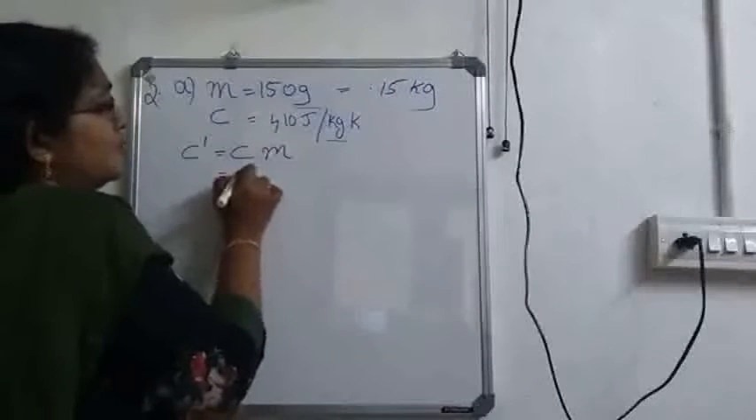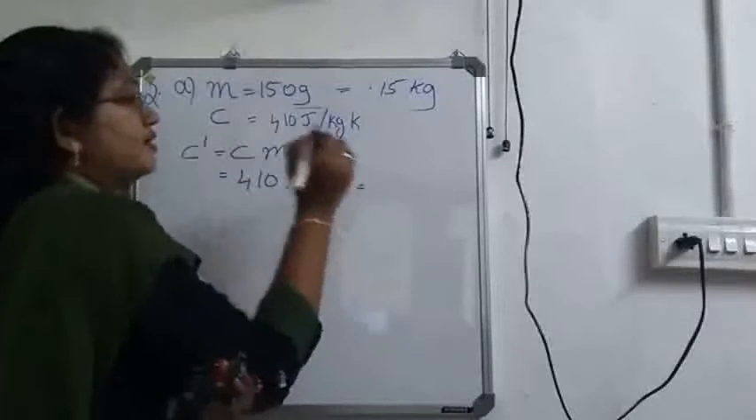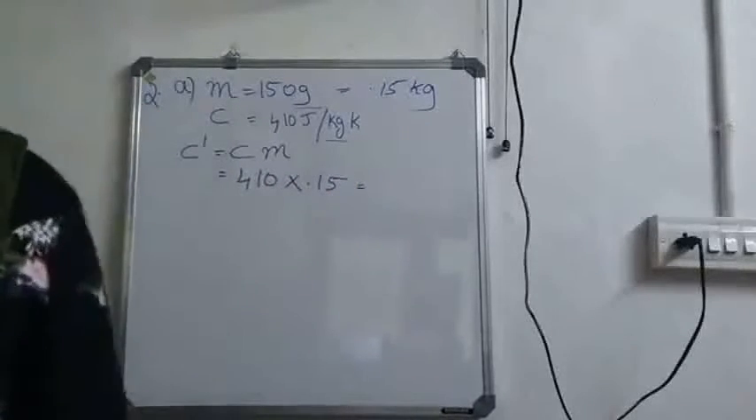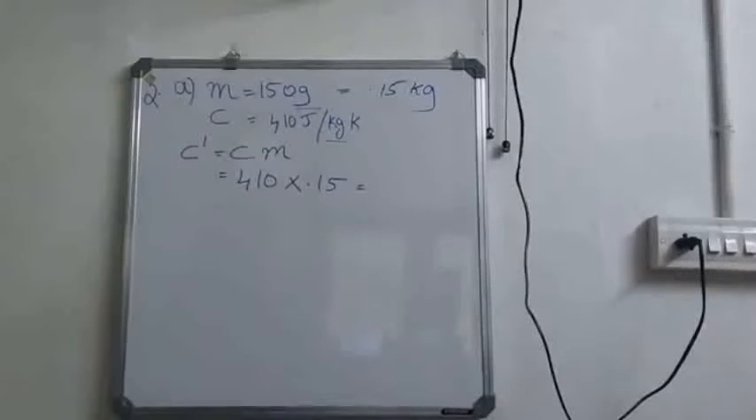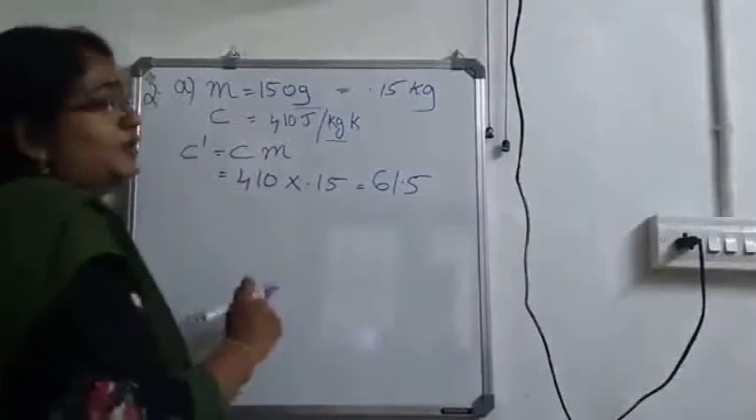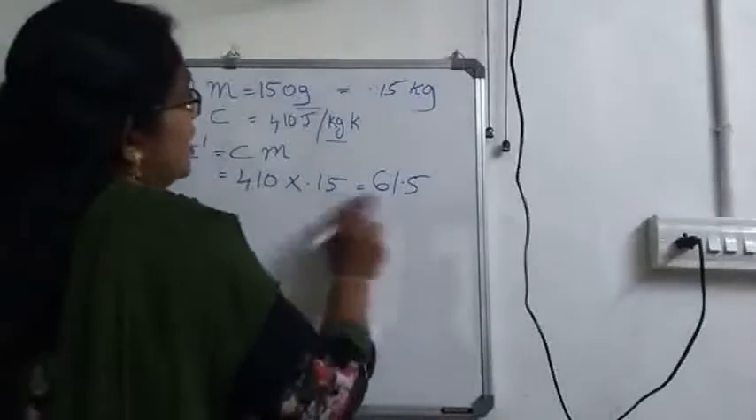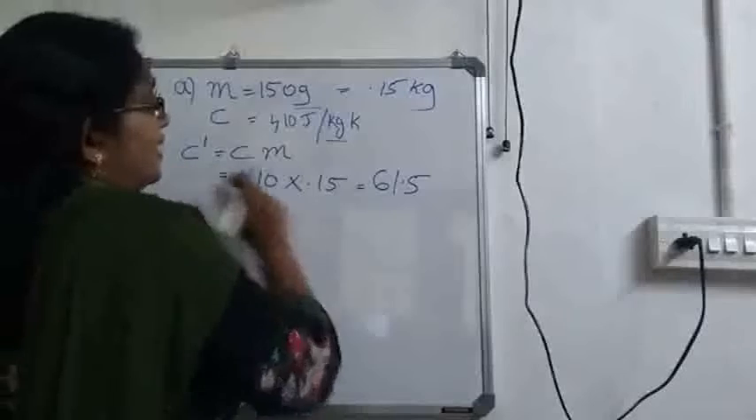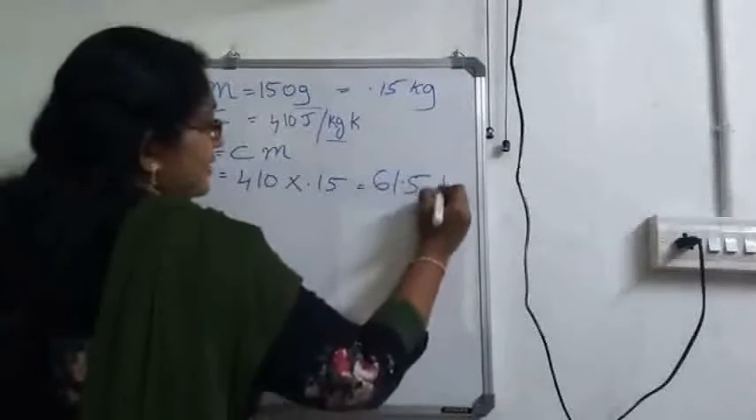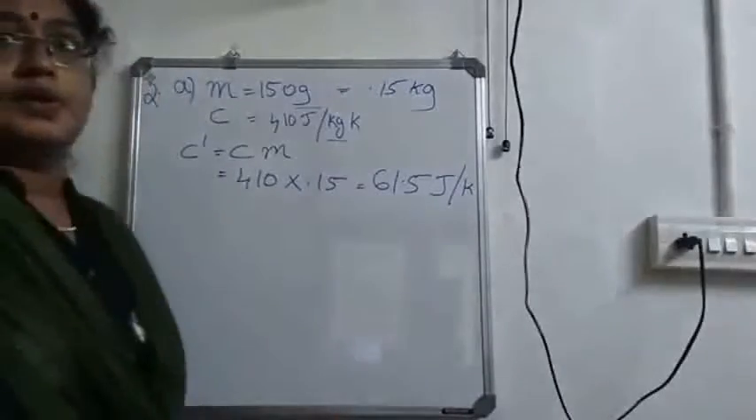Now, we can do it directly, isn't it? 410 into 0.15. So here, when you multiply, how much will we get? 410 into 0.15, you will get 61.5. Please multiply and check. I am not wasting time in doing the calculations. So you will get 61.5. And what is the unit? This is thermal capacity or heat capacity. So joule per Kelvin.